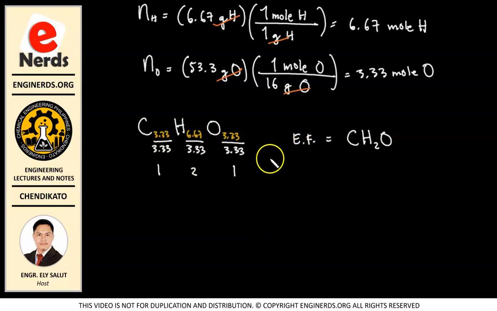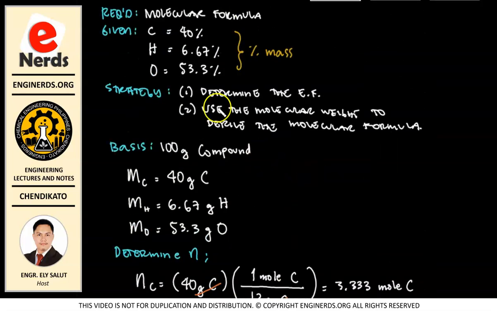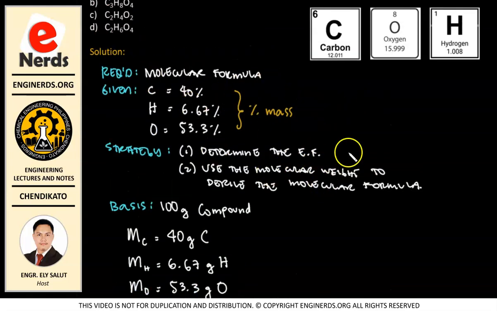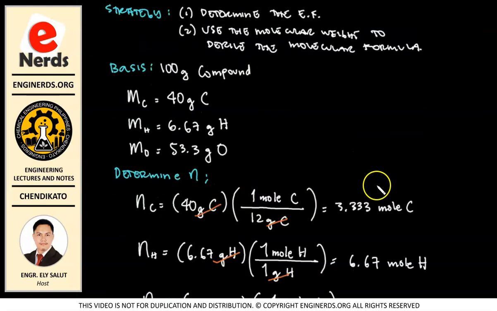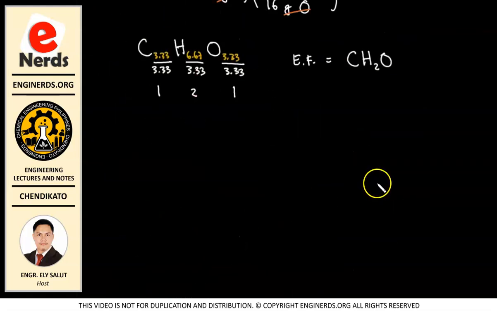But as you can see, our requirement is to determine the molecular formula. We already determined the empirical formula based on our strategy. Now we're going to use the molecular weight to derive the molecular formula. Our molecular weight given is 60, right? As you can see here. So let us take note of that. Our molecular weight of the compound is equal to 60.